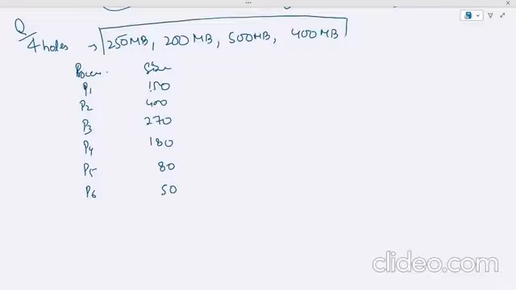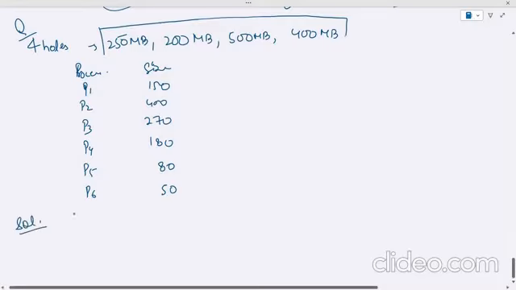Now what you have to do is determine where each process is stored using first fit, best fit, and worst fit. You have to perform the first fit, worst fit, and best fit allocation policies. I hope it's an easy thing and you can do that. So let's solve this question. Pause the video and try it by yourself. And now let's solve the question.